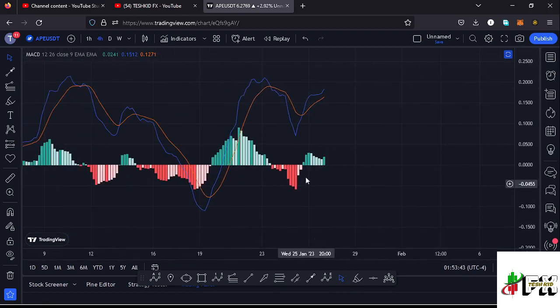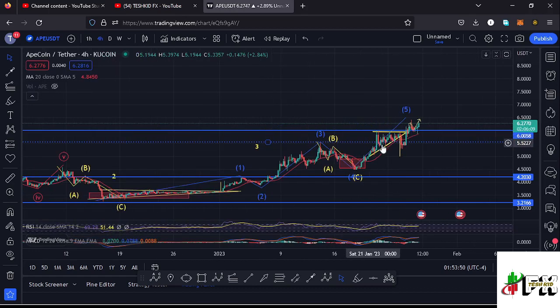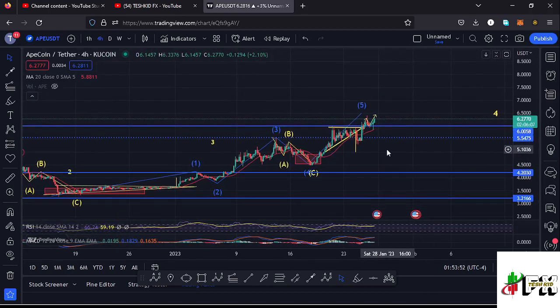And here on the MACD, you can also see we are seeing an increase in the buying volume, meaning higher prices are still coming our way. So let's be patient and see how that plays out, and I'll be keeping you updated.